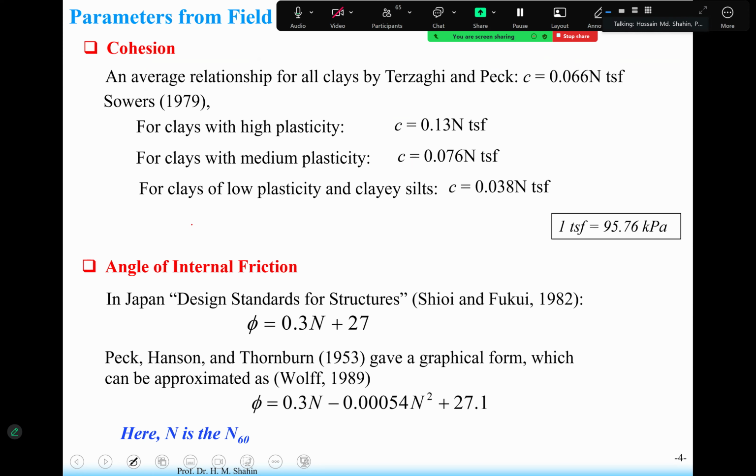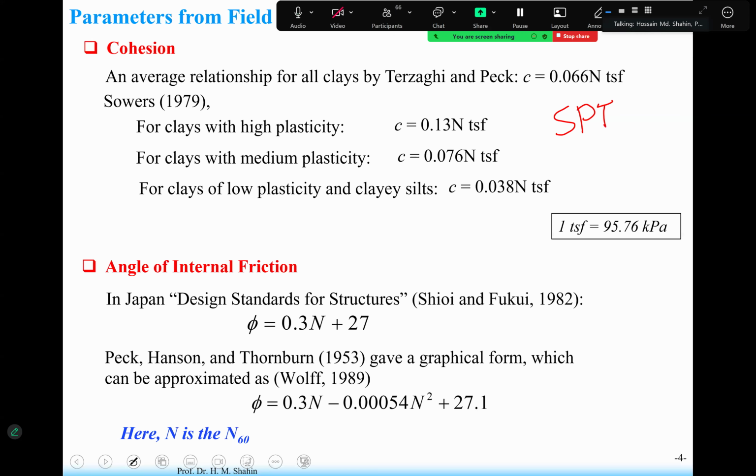Then a question: did you see my soil test report? Have you gone through that one? Please check it. The soil test report is only one page, maybe two pages maximum. In the soil test report supplied this year, you will see there is no laboratory test. All are only field tests.